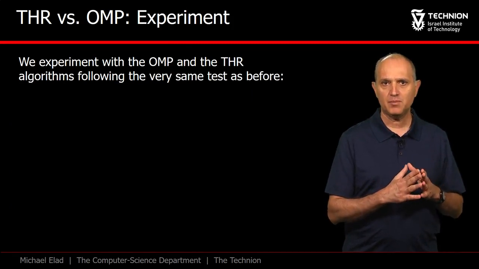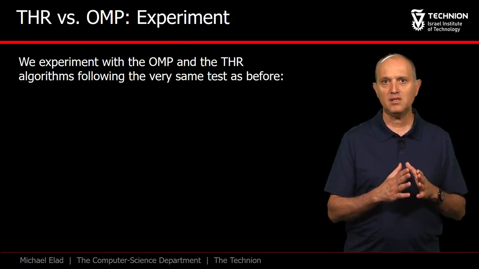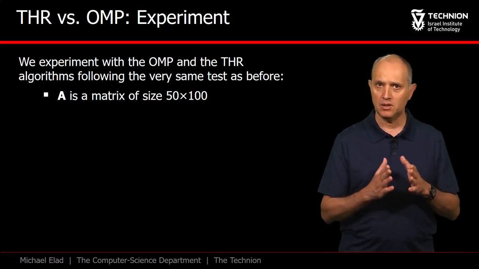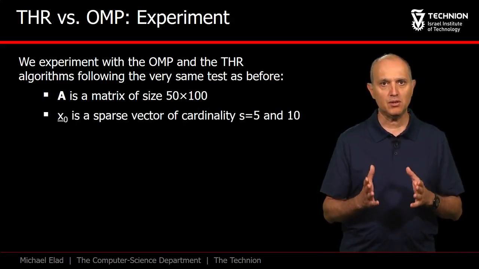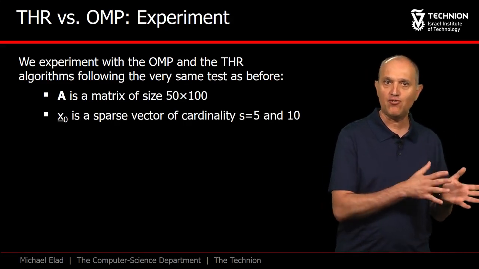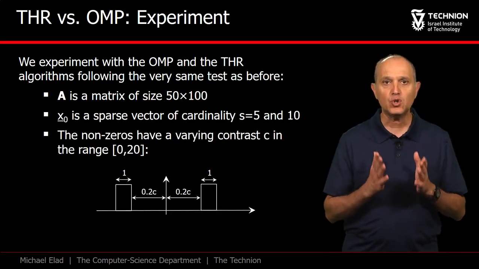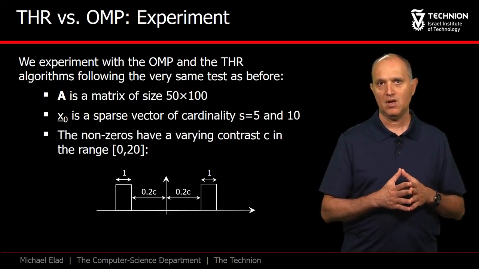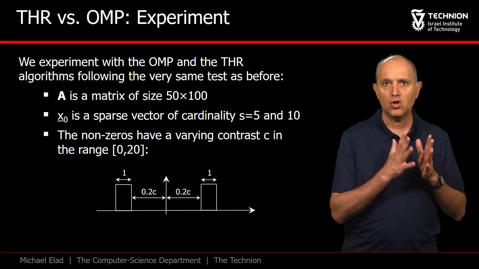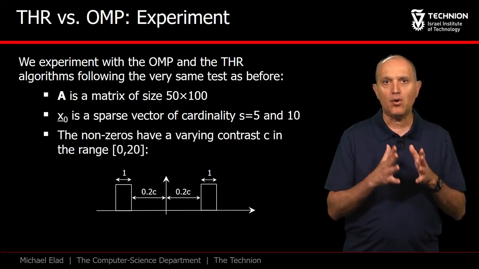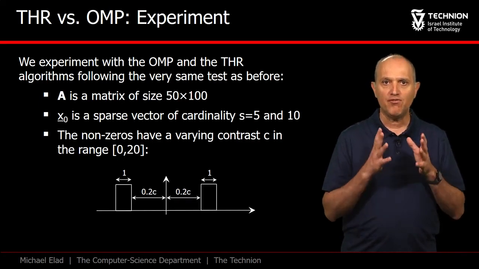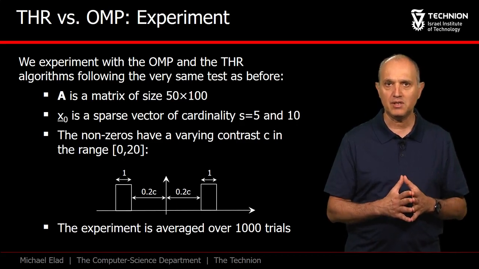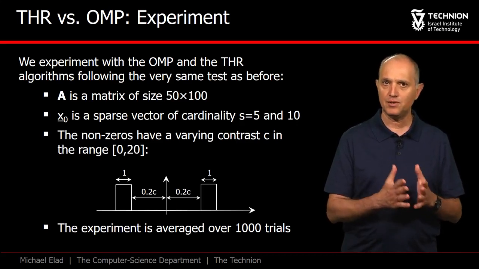So following the very same experiment structure as done before, we test the OMP and the thresholding. Our matrix A is of size 50 by 100, just as before. We create random sparse solutions with a fixed cardinality of either 5 or 10, and modify this vector's contrast by drawing the non-zeros at random from this distribution. When C equals 1, we get the worst contrast, and when C goes up all the way to 20, we get the most favorable one. Per each such C value, we run 1,000 experiments and test the resulting solution x hat versus the original x naught.